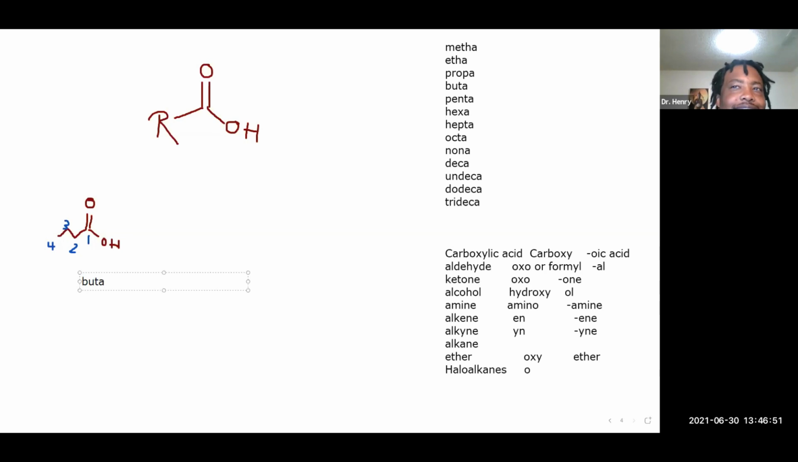Okay, so then I'm asking them, what is the name of this compound then? Butyl. So it'll be butanoic acid. So this guy would just be simply butanoic acid. That's it. Okay.